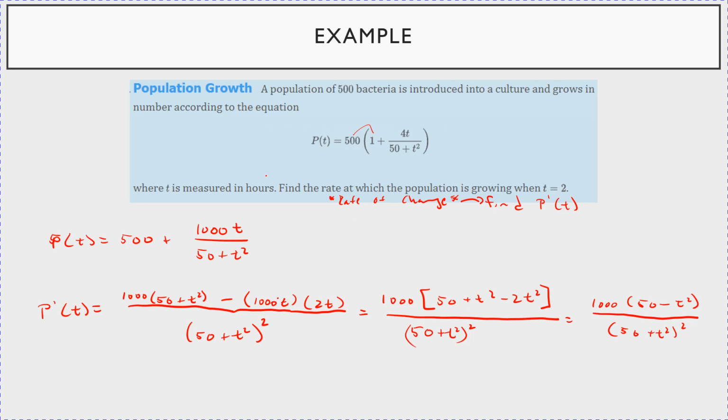So then if you want to find how much it's changing when t is equal to 2, you're just going to plug it in. And I'll just save us some time. When you plug this in here, you end up getting 31.55. So you can verify that on your own. But what that means is that when t is equal to 2, the rate at which the population is growing is 31.55 bacteria per hour. So again, it's just straight up following the formula to find the derivative and then plugging it in.